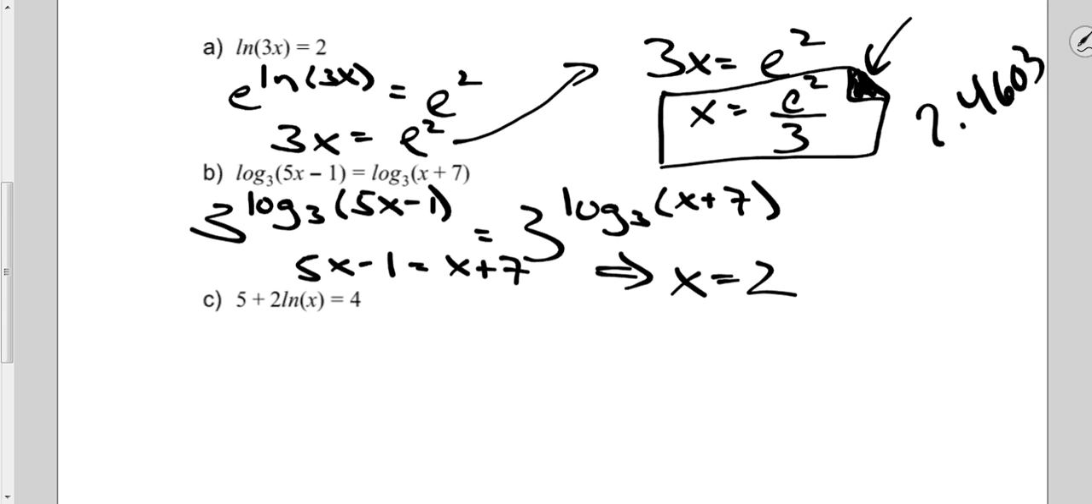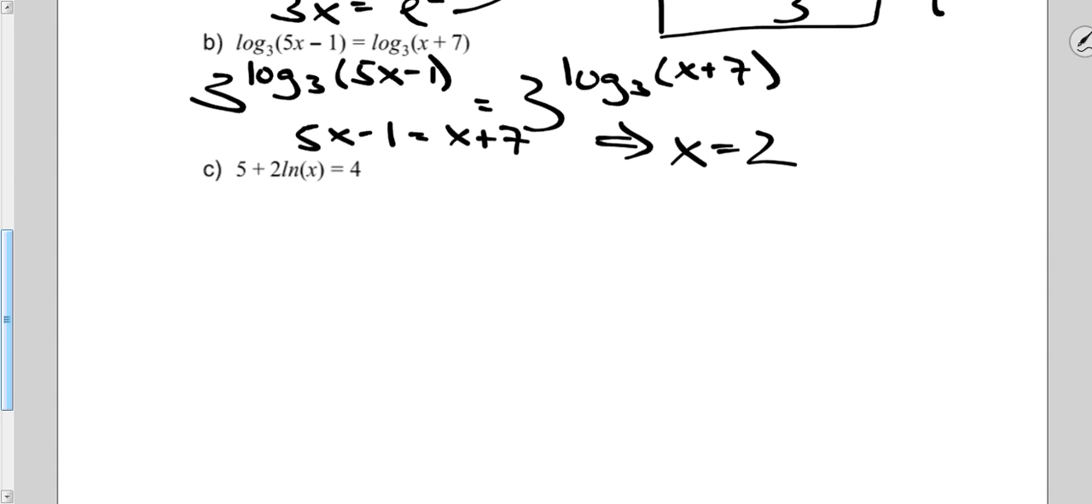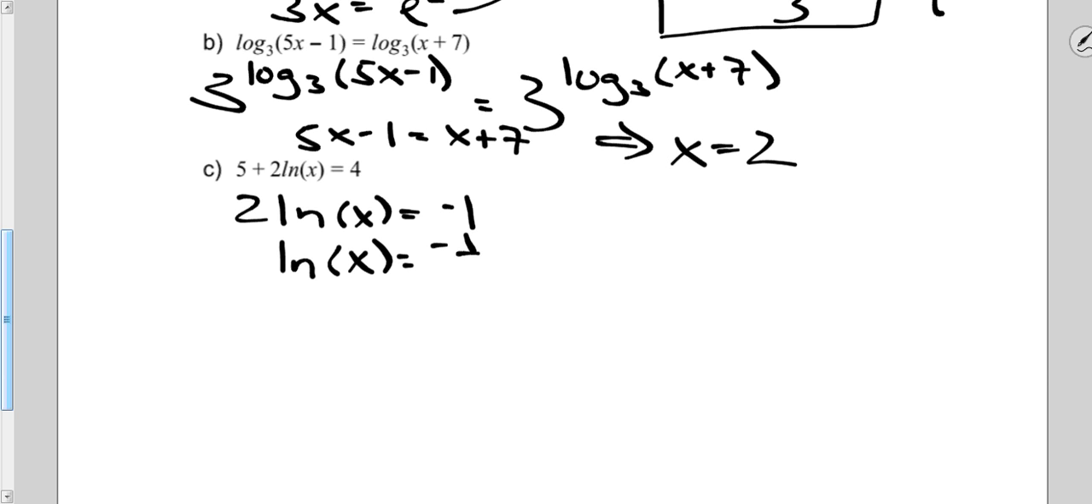What do you think I need to do first for letter C? Subtract 5. Okay, so then I got 2 natural log of x equals negative 1. Then what? Divide by 2. Natural log of x equals negative 1 half. Now what? Exponentiate. E to the natural log of x equals e to the negative 1 half.